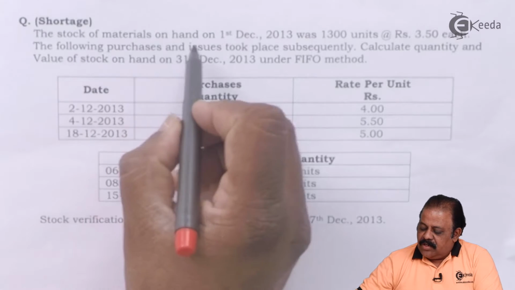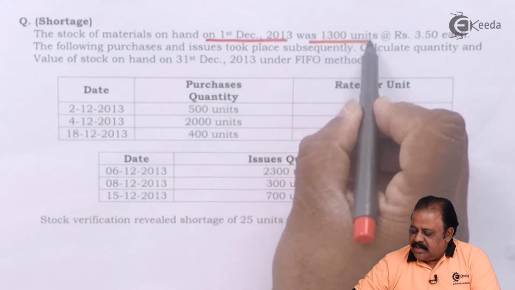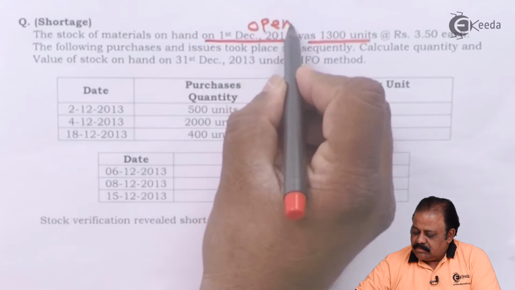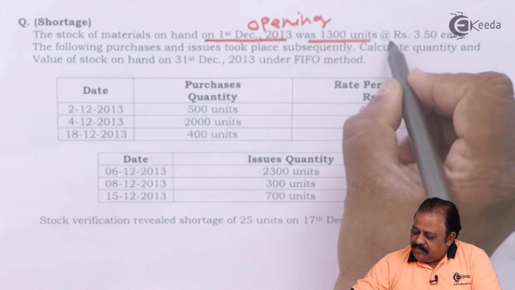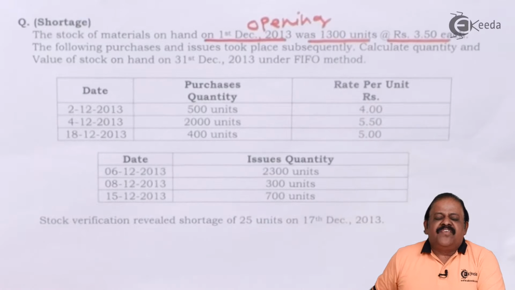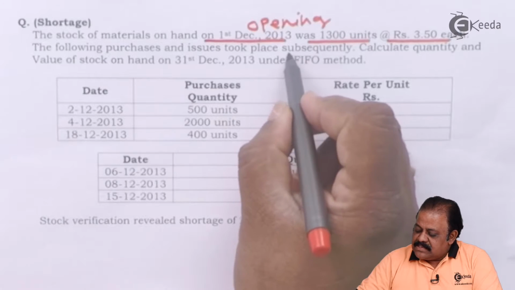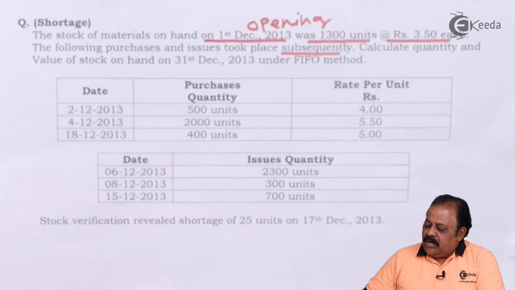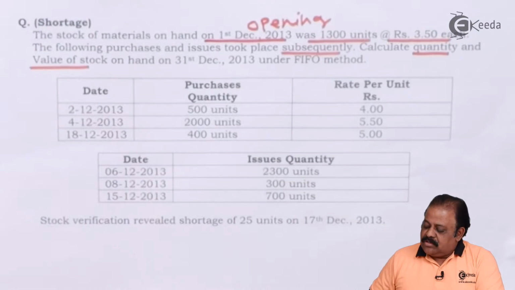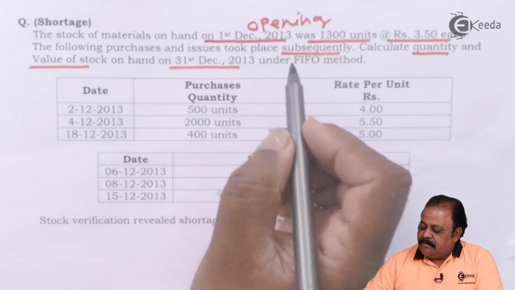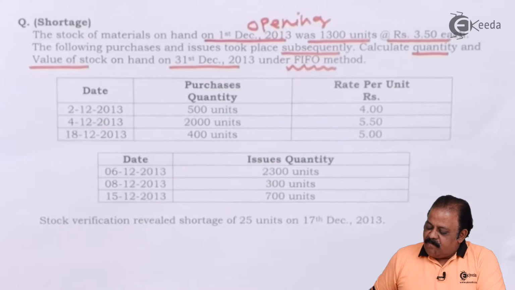The stock of material on hand on 1st December 2013 was 1300 units. This is opening stock at the rate of 3 rupees 50 paise each. The following purchases and issues took place subsequently. Calculate quantity, that is number, and the value of stock on hand as on 31st December 2013 under FIFO method, first in first out.